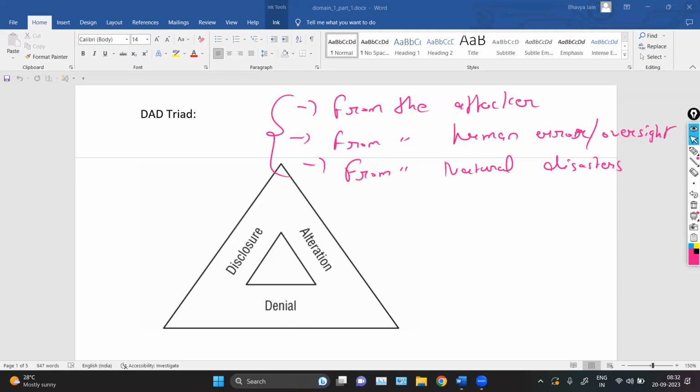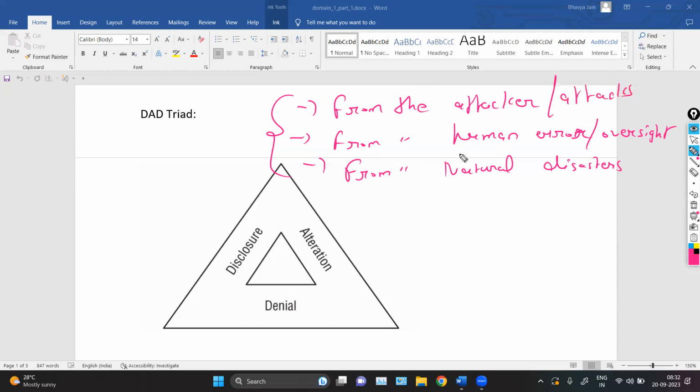Let's say you are a security analyst or any security professional in a company. Your responsibility is to protect the data from the attackers, and also to protect from human error, from oversights, and from natural disasters. That is important. Just remember these three points for the examination as well. Broaden your perspective of cybersecurity. Cybersecurity is all about protecting the data from the attackers or attacks.